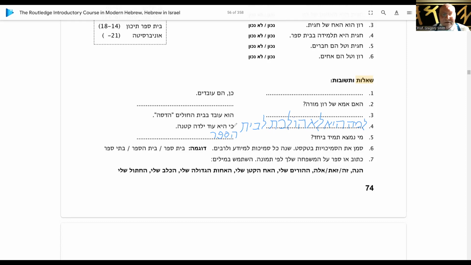And the answer here, look at this. Because she's a very little girl, yalda katana. Let me double check that od. Ki hi od yalda katana. Yeah, because she's still a little girl. Yalda. Yeah, because she's still a little girl. So this is still. So od is still. Okay, it's because she's still a little girl.